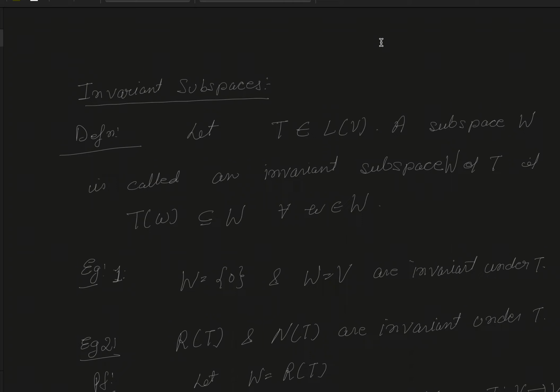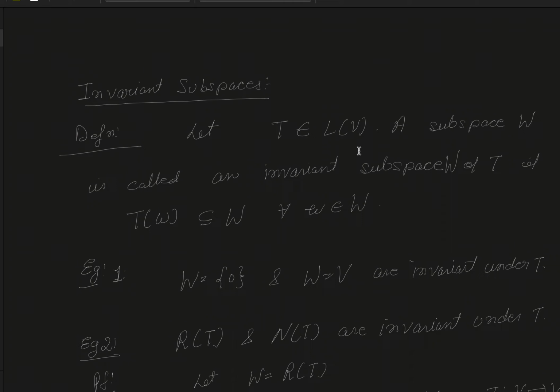And after invariant subspaces, I'll also discuss one more topic, that is the dual of a dual, because that was something that I haven't discussed yet. So okay, let us start with the invariant subspaces. Invariant subspaces are basically some special type of subspaces.